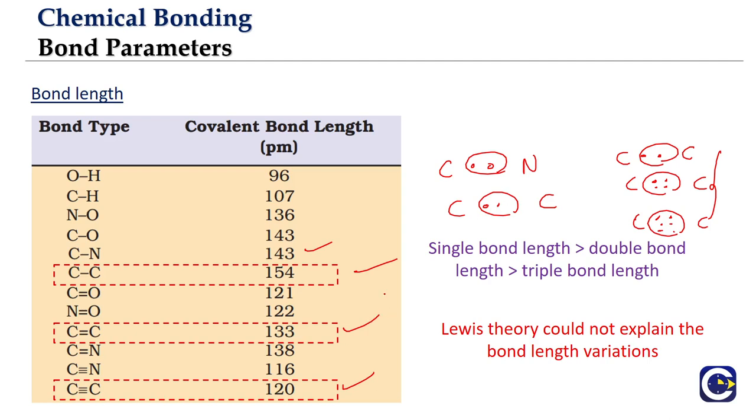But what we see here is generally when we have the bond between two atoms, the single bond will have a higher value. We can see single bond carbon-carbon, what is it? 154. The bond length will be more than the double bond. We can see here it is 133. Will be more than the triple bond. So the triple bond will be the shortest. Single bond will be the longest and triple bond will be the shortest. Okay, so this is what we will be able to see from the comparison of the bond length.